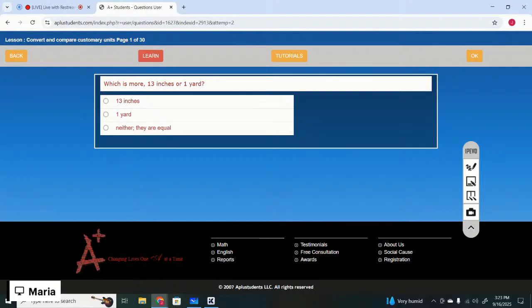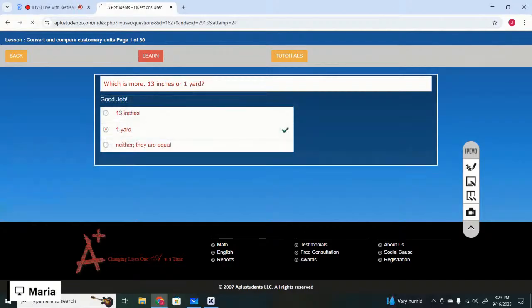Which is more, 13 inches or 1 yard? One yard equals 36 inches, right? So 1 yard is more than 13 inches. Let's just start with the test questions.